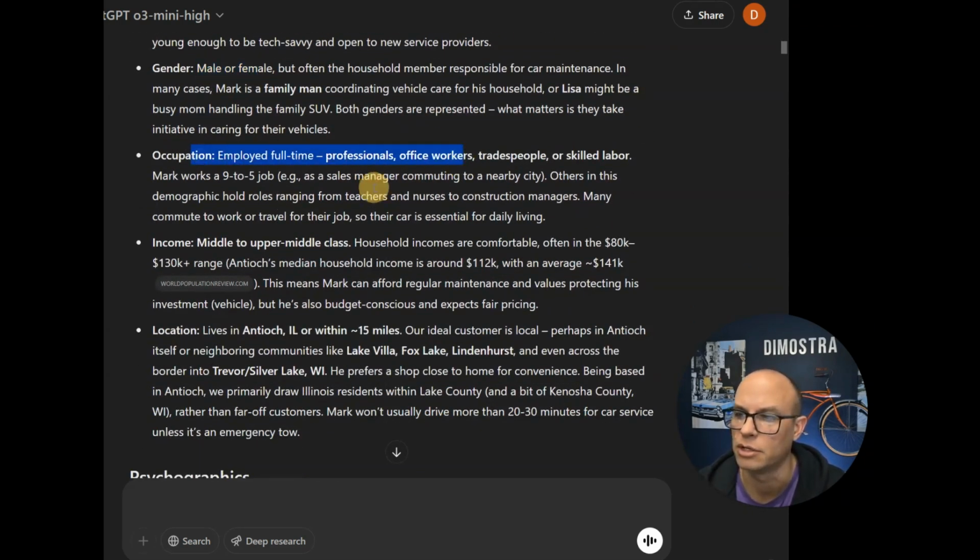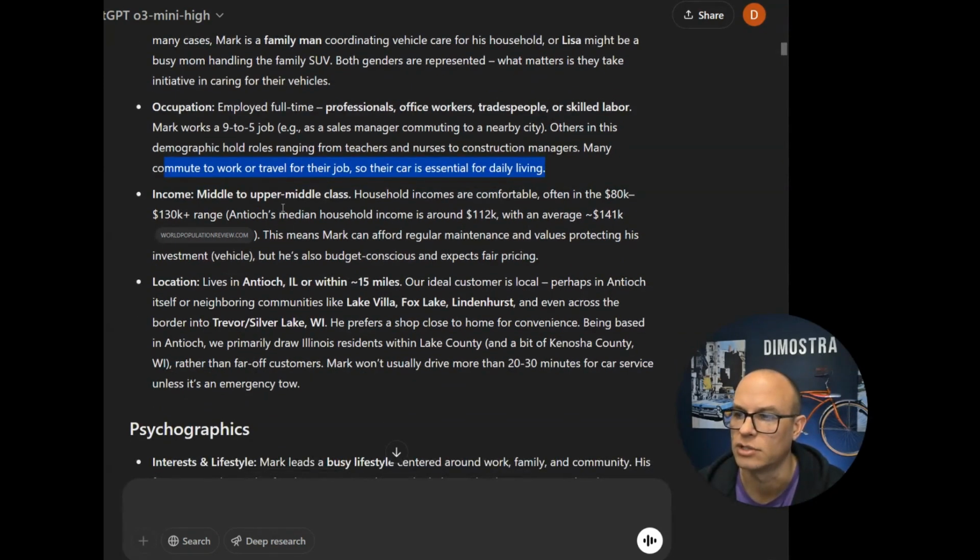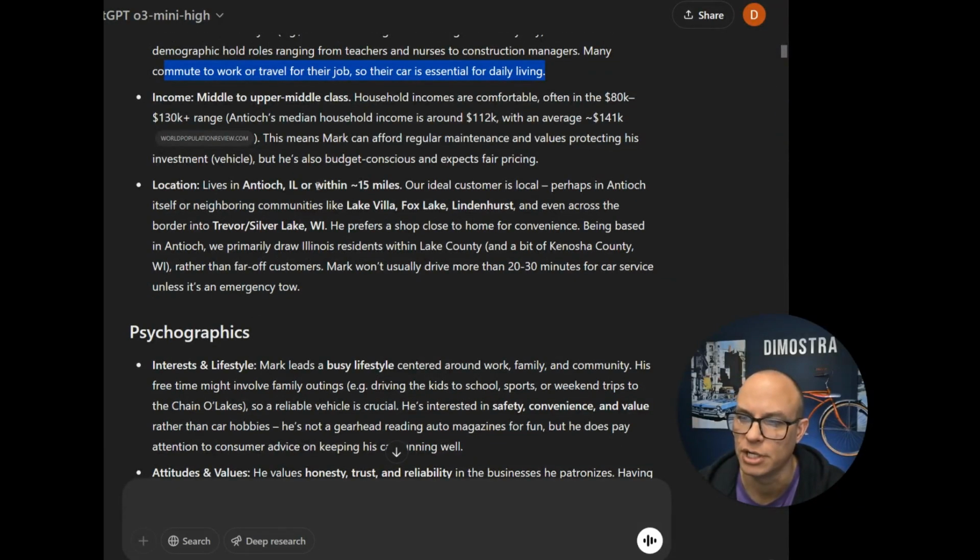It talks about their occupation. This is interesting, and I think it is very accurate as far as people that live here: professionals, office workers, tradespeople, or skilled labor. Most of them work a 9 to 5, which it says here. Other roles, let's see, teachers, nurses, construction managers, right here. Many commute to work or travel for their job, so car care is essential for daily living, okay? It talks about income, location, and anybody within a 15-mile radius here.